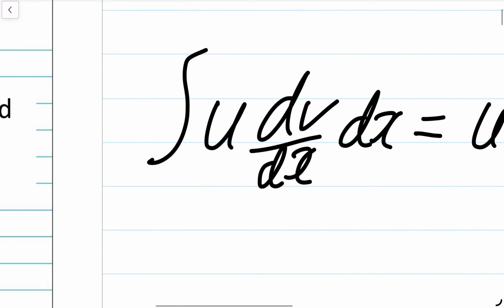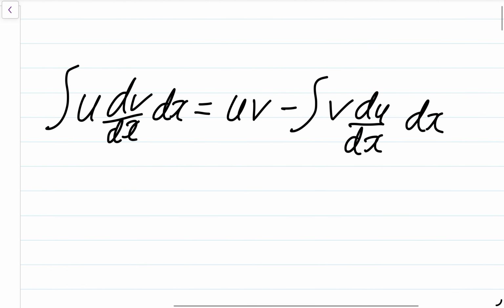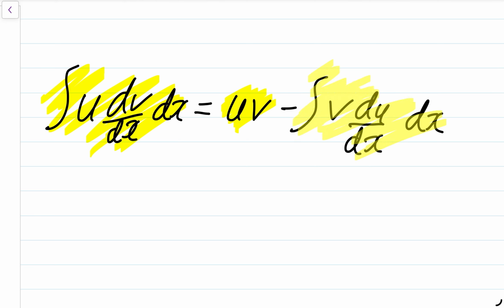Okay, first of all, what is integration by parts? Here we have our integration by parts formula. If you integrate an expression which is u dv by dx, what you get is uv, so this thing has been integrated, minus the integral of v du by dx.